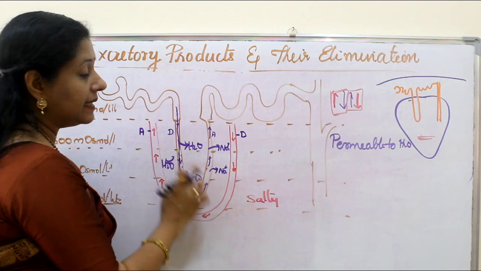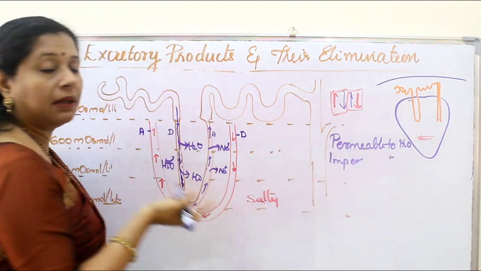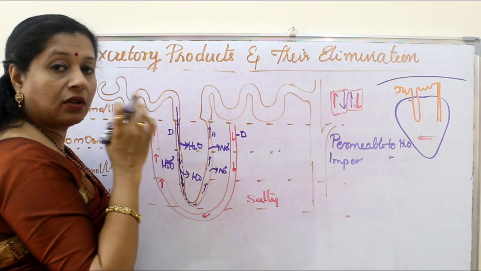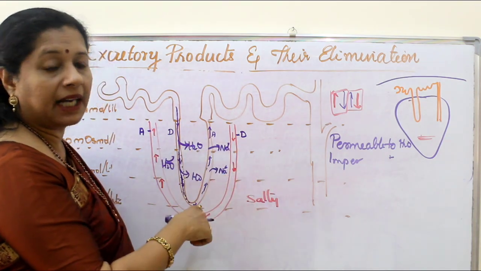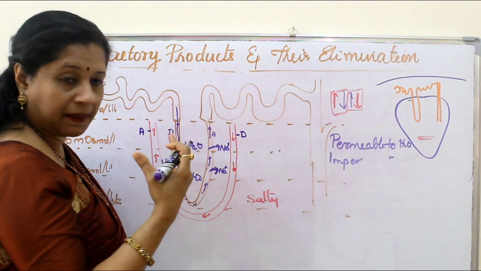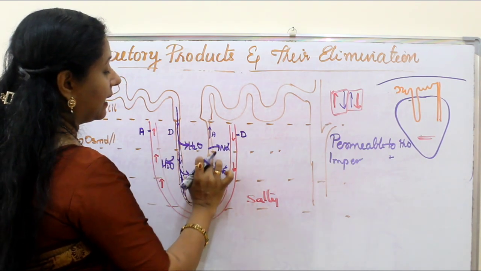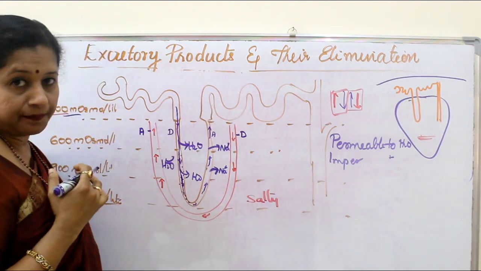Now this wall is impermeable to water but permeable to sodium. So the only way is, since water is not coming out, at least we can take out the solute so that it will become dilute. So the solute is actively taken. What does actively mean? By spending ATP, it is taken out. So this will come to the DCT, again in the dilute form.